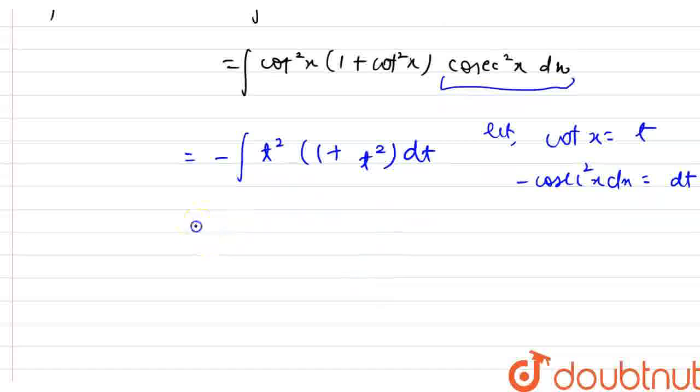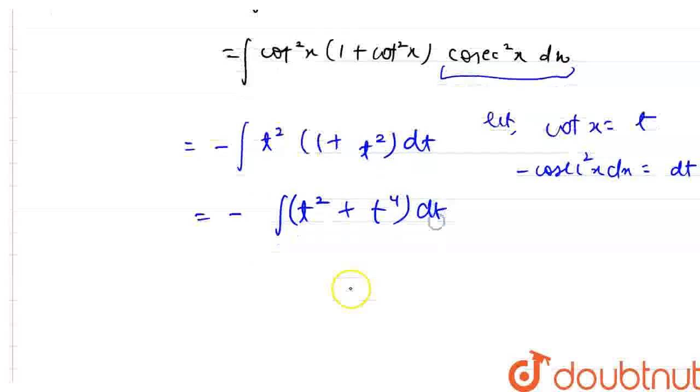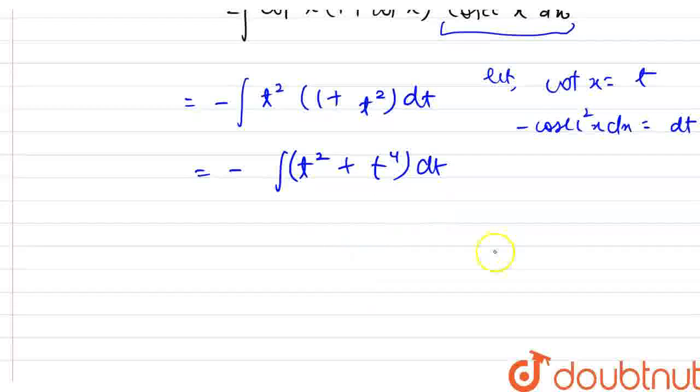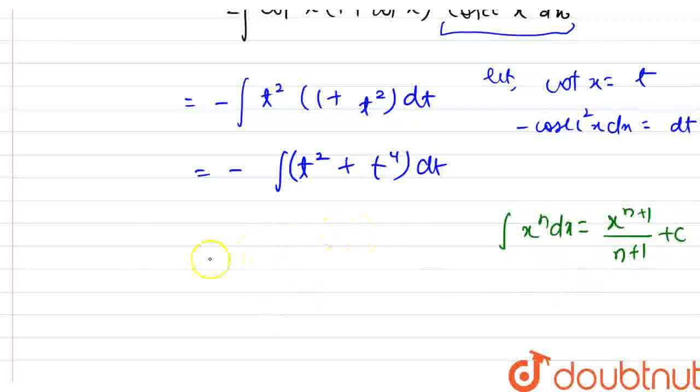Now I'm going to multiply this thing inside, so it will be minus integration of t square plus t raised to the power 4 dt. Now we know a simple identity. If we have integration of x raised to the power n with respect to x, it is nothing but x raised to the power n plus 1 over n plus 1 plus c. Okay, I'm going to apply this thing over here.